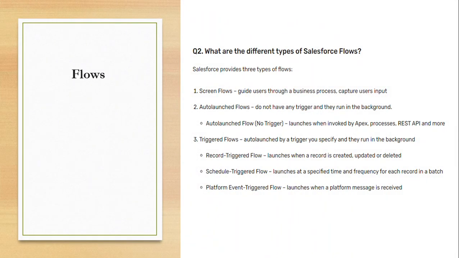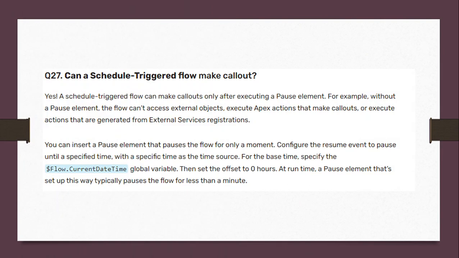What are the different types of Salesforce flow? Screen flow, autolaunched flow, trigger flow, record-triggered flow, scheduled-triggered flow, and platform event-triggered flow. Can a scheduled-triggered flow make a callout? Yes, a scheduled-triggered flow can make a callout after executing a pause element. Without a pause element, the flow can't access external objects. Execute an Apex action that makes a callout, or execute actions that are generated from external services and registrations.